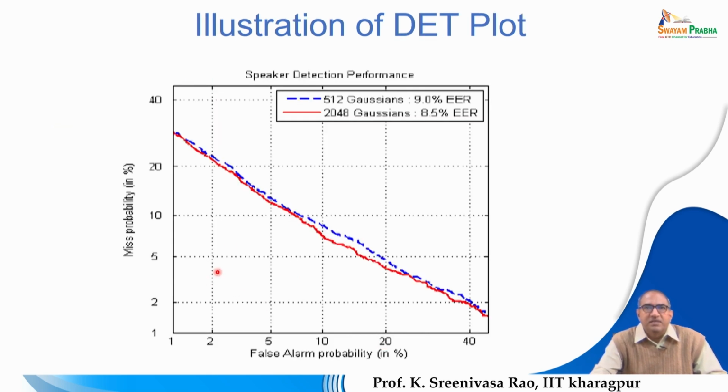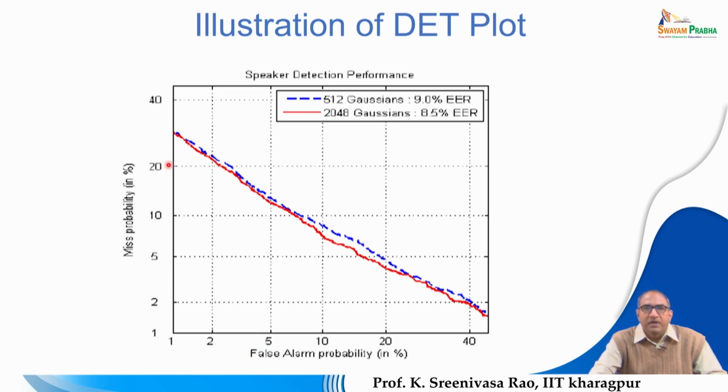Here you can see a plot known as the DET plot, the detection error threshold. Here we are varying a threshold, and at each threshold we plot the probability of miss versus the false alarm. It is nothing but the false acceptance versus the false rejection.